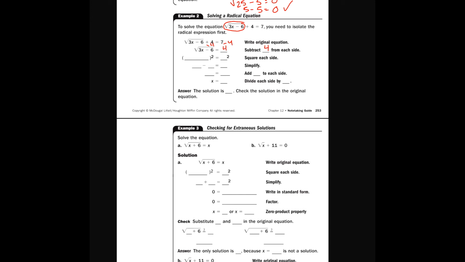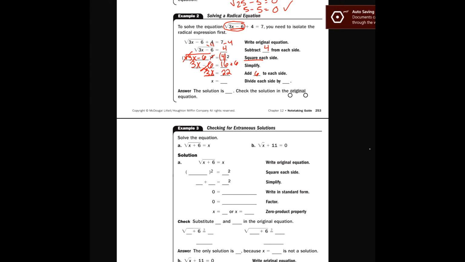Now I have the radical by myself, so I can square each side. So I'll square radical 3x minus 6, and the radical and the square will cancel out, and I'll square 4. So that gives me just 3x minus 6, what was originally under the radical, equals 16. And now I'm going to solve it just like I did in chapter 2. Easy peasy. I'm going to add 6 to both sides. That gives me 3x is equal to 22. Now I'm going to divide by 3.